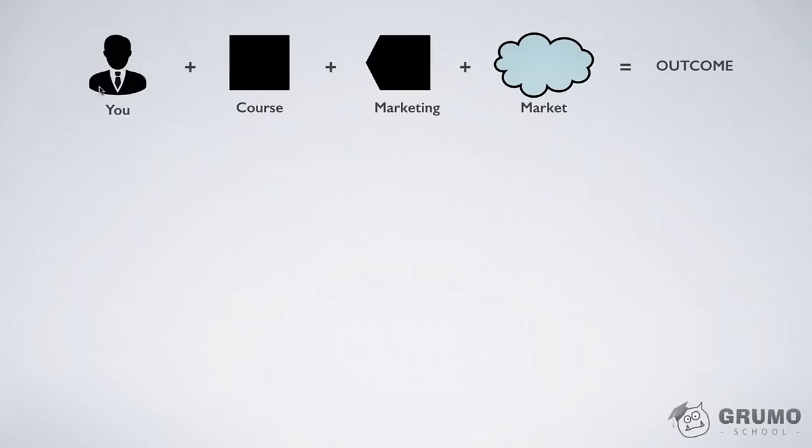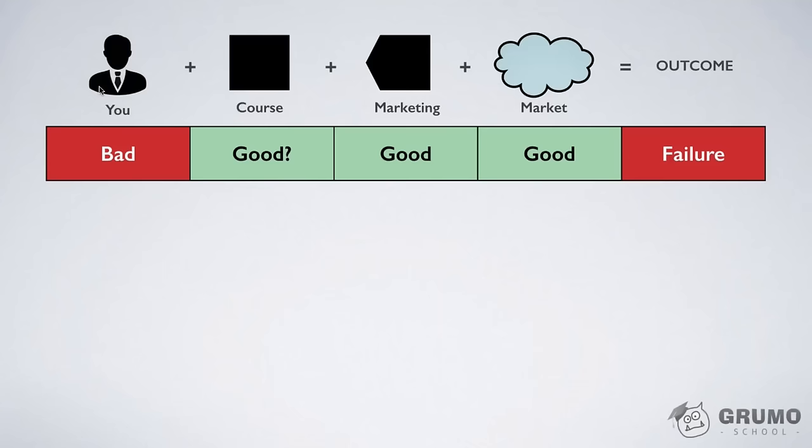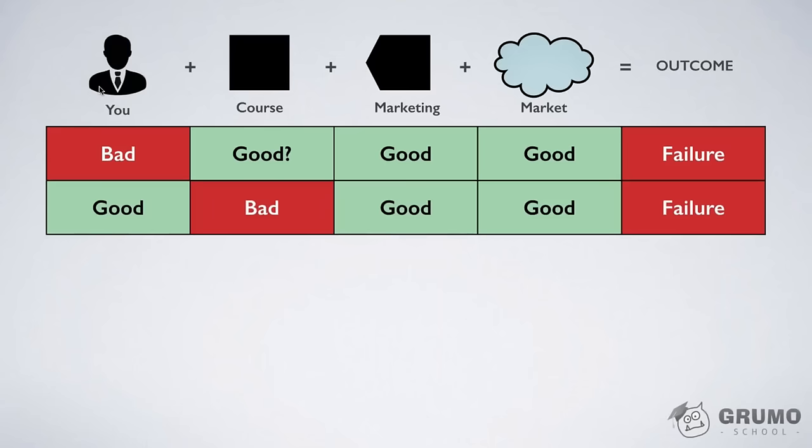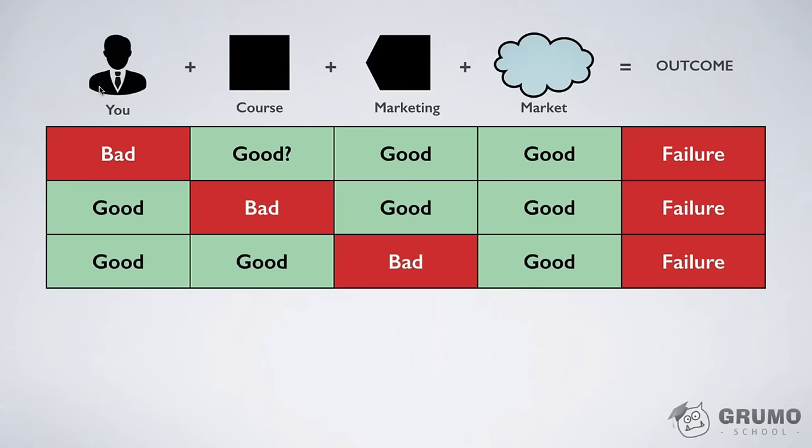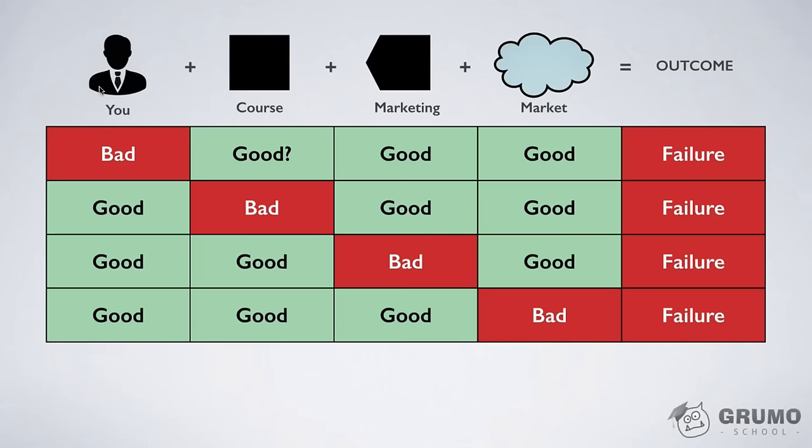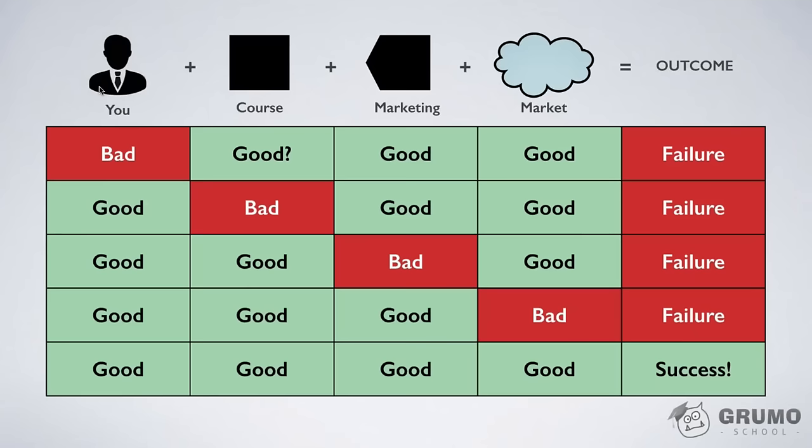If you're a bad instructor, you're boring or you're not passionate about teaching, it's unlikely you're going to do a good course, even if you're really good at marketing and if you have a market, if there's students, right? The same thing, if you're a really good teacher but your course sucks, doesn't matter if you're really good at promoting it or there's students that want to take it because it's going to be a failure. If you're a great instructor, you have a great course, but you don't know how to reach your students, which happens to a lot of great instructors, you're going to fail as well. If you're a great instructor, have a great course, and you have great marketing, but nobody wants or cares about your course, you're going to fail too, right? All four factors, you, course, marketing, and market, have to be good in order for you to succeed, right?